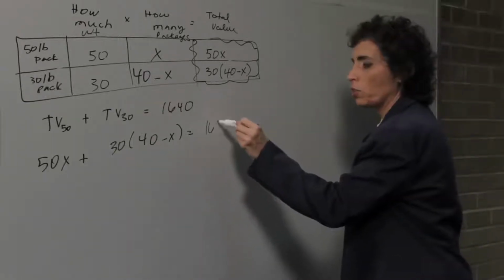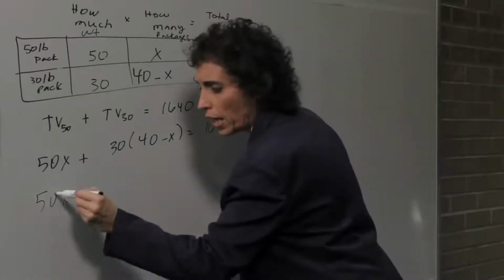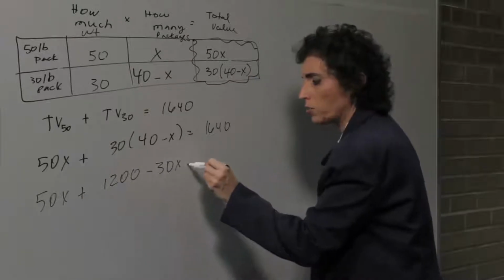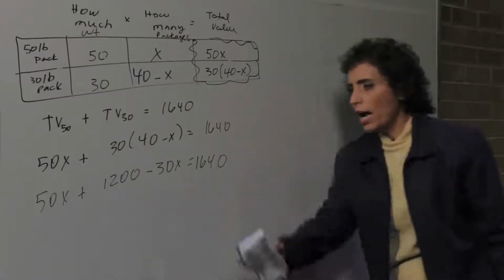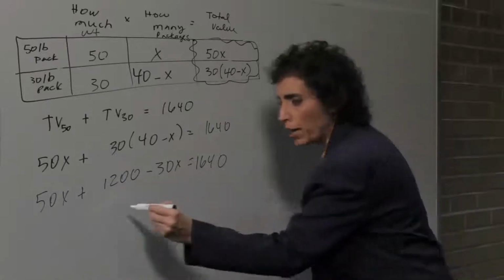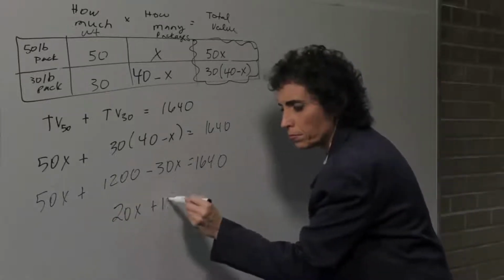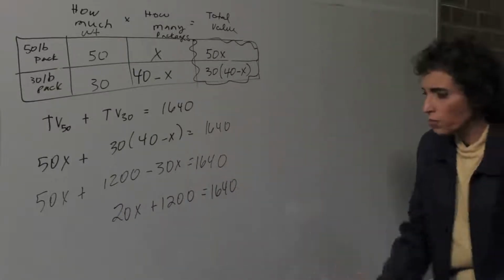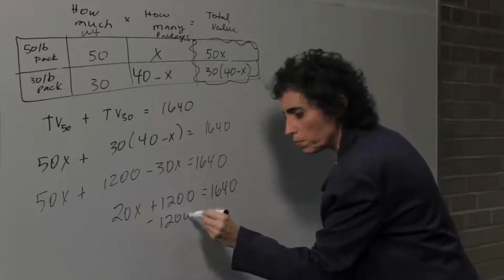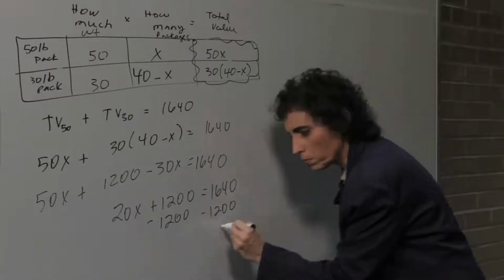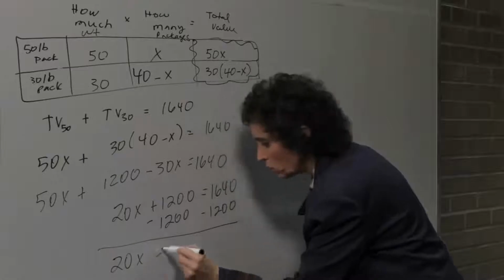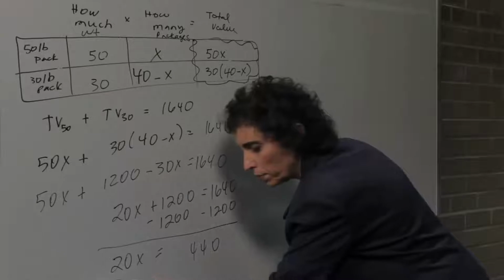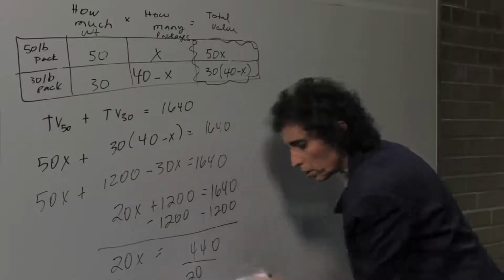Okay, equals 1,640. Here we go. 50x plus 30 times 40 is 1,200 minus 30x equals 1,640. I have $50, but I owe you 30, so I have 20. Now I've got to solve this, so I'll subtract 1,200. 20x equals 440. Divide by 20. Divide by 20.